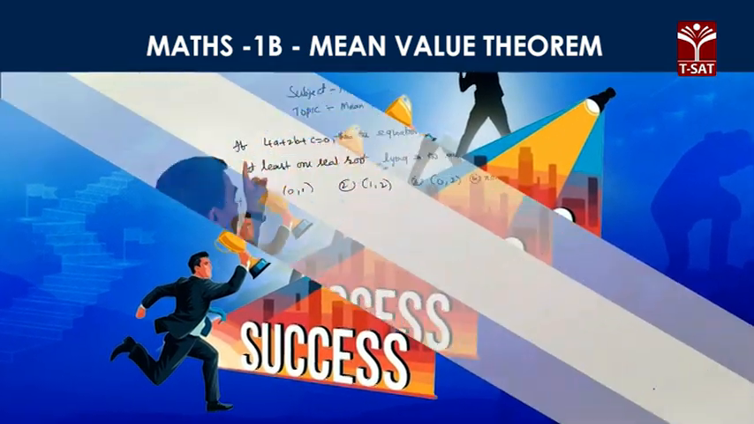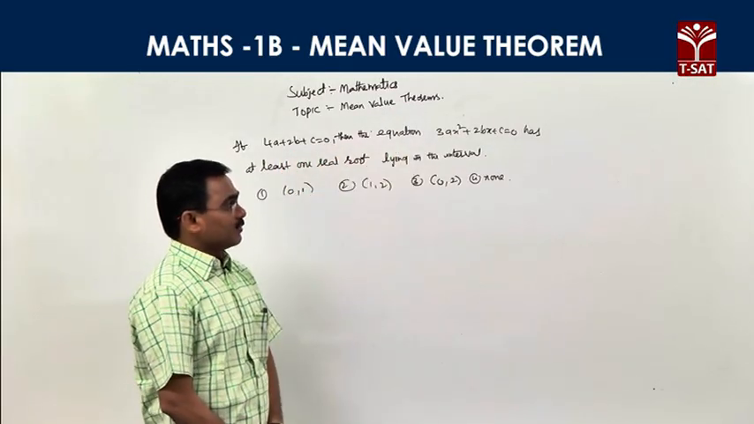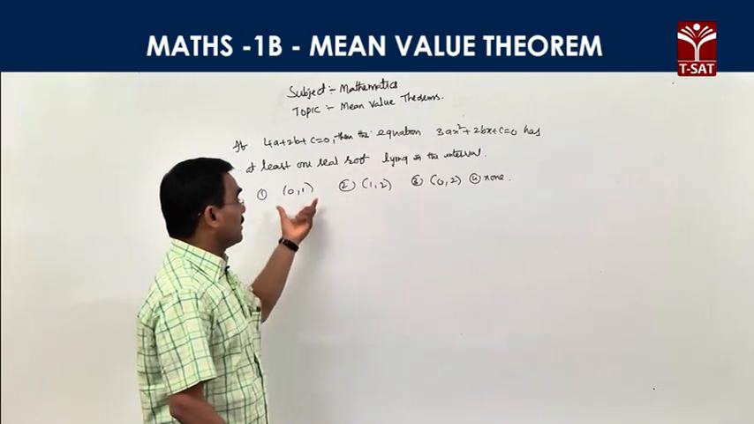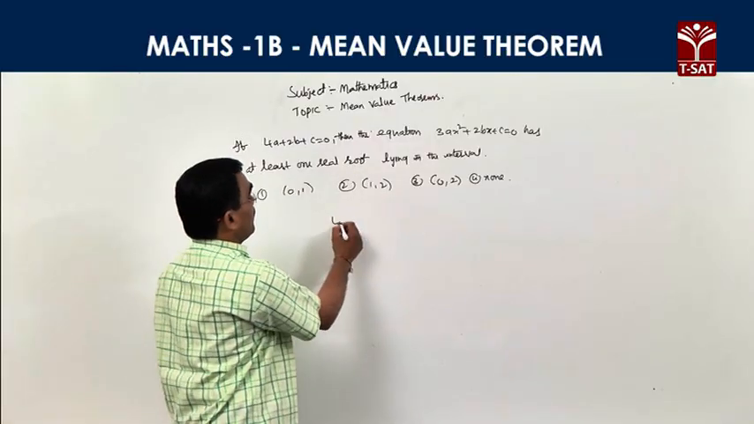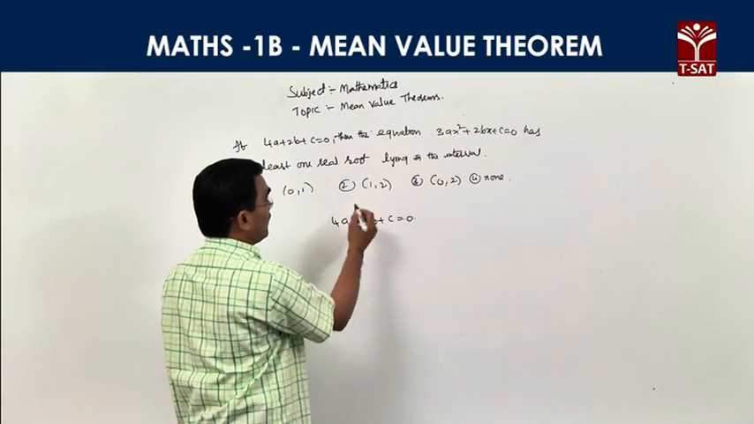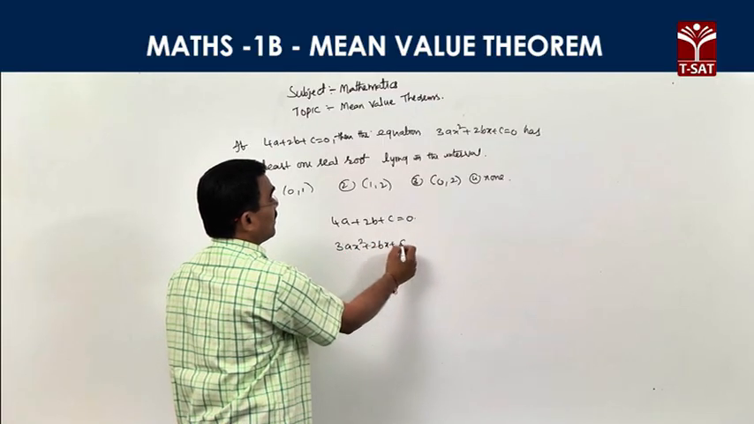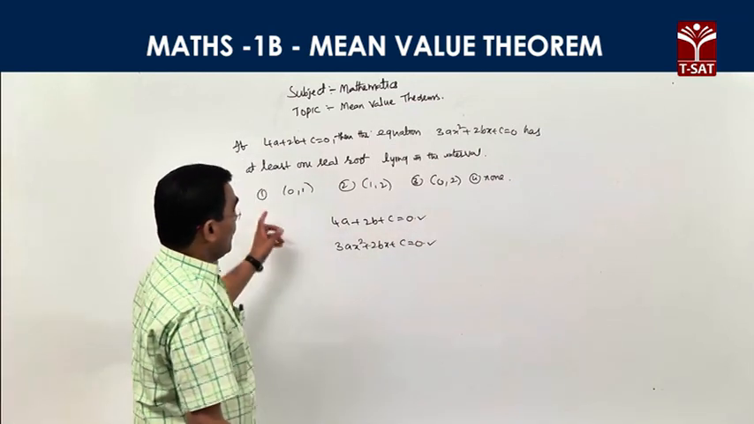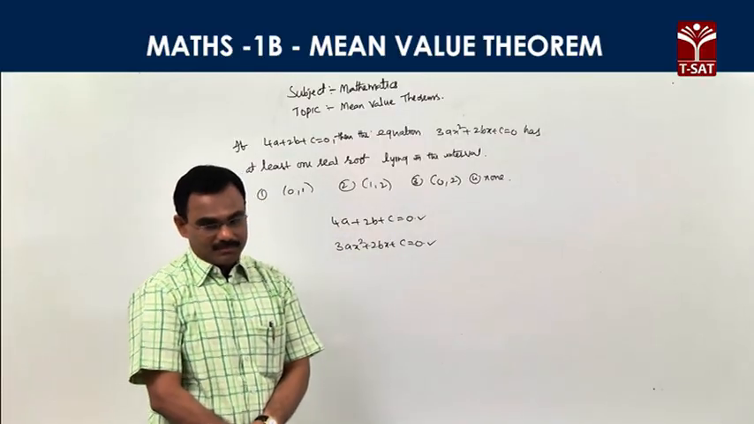Next problem: if 4a plus 2b plus c is equal to 0, then the equation 3ax square plus 2bx plus c is equal to 0 has at least one real root lying in the interval. In which interval is it? So what is the first given condition? The given condition is 4a plus 2b plus c is equal to 0. Our equation is 3ax square plus 2bx plus c is equal to 0. Then at least one real root of this equation lies in which interval? This is what is being asked.